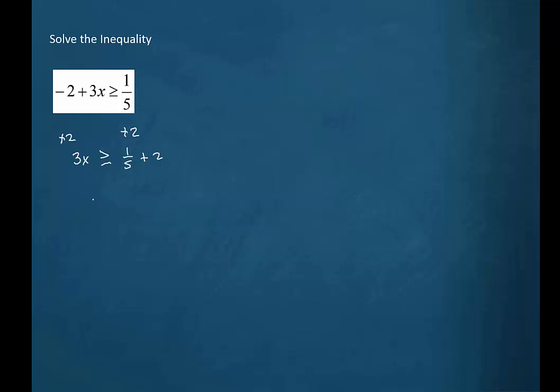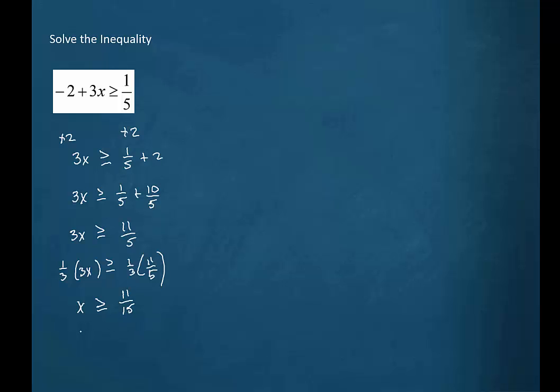But we'll have to convert 2 to 10/5 in order to get ourselves a common denominator. So we'll have 1/5 plus 10/5, and then when we combine, we'll have 3x greater than or equal to 11/5. Now we want x by itself, so we'll multiply both sides by 1/3 in order to get x by itself on the left. And we'll wind up with x greater than or equal to 11/15.